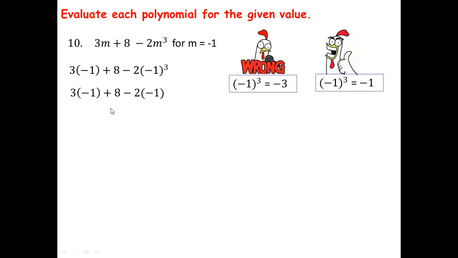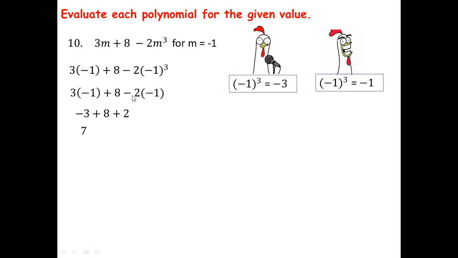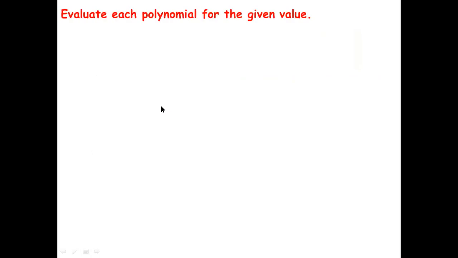So now you replace it. So here it's going to be 3 multiplied by -1 plus 8 minus 2 multiplied by -1. Then 3 multiplied by -1 will give you -3 plus 8. -2 multiplied by -1 will give you a +2. So 8 plus 2 is 10, minus 3 will give you a 7. So please be extra careful when you're solving exponents. Let's move on to the next question.